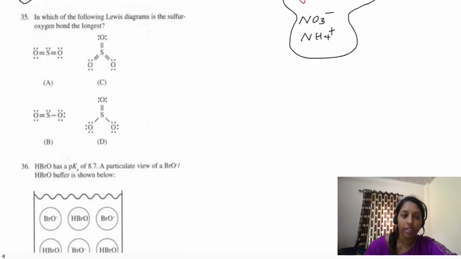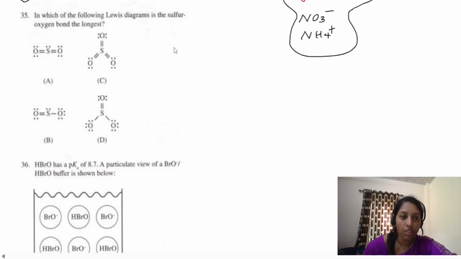Then the next one. In which of the following Lewis diagrams is the sulfur-oxygen bond longest? So they were given some SO2 with this kind of Lewis structure, and this one SO3 with this kind of Lewis structure.